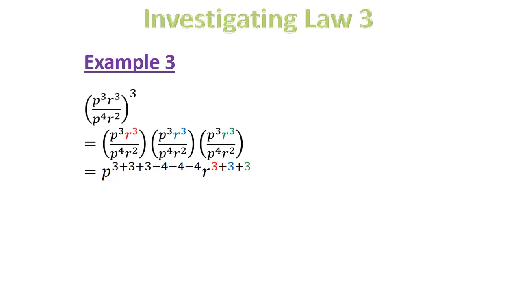Then in my denominators I have r squared. Again, law 2, when I have similar bases or identical bases and I'm dividing, I subtract my exponents. So I'm dividing by r squared, so it's minus 2 minus 2 and minus 2. Again, take a few seconds just to see where I get my plus 3's and my minus 2's from.